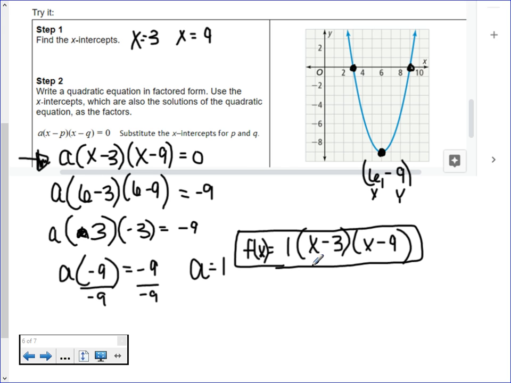And technically, you don't even have to put the 1 there. If it's a 1, it doesn't change anything. So you could leave the 1 off, but if it's not a 1, it does have to go there.